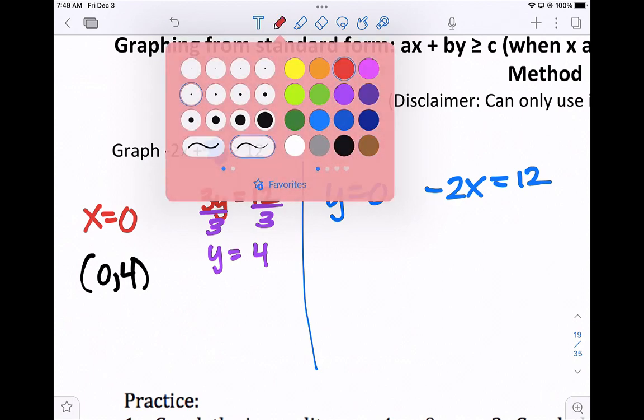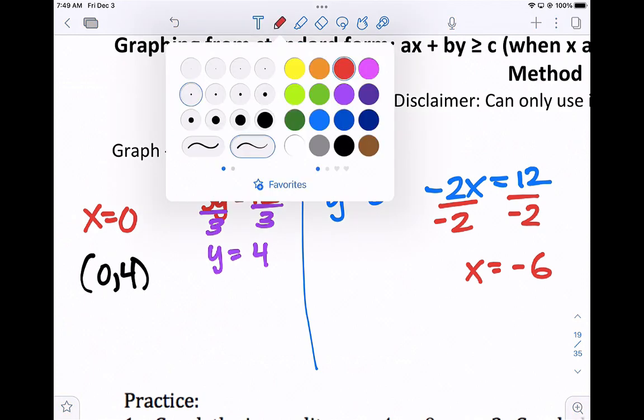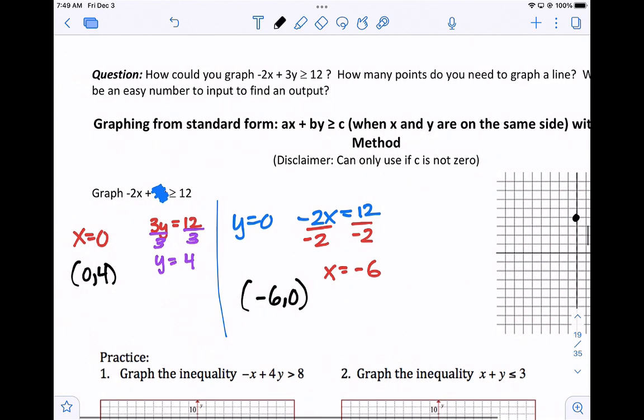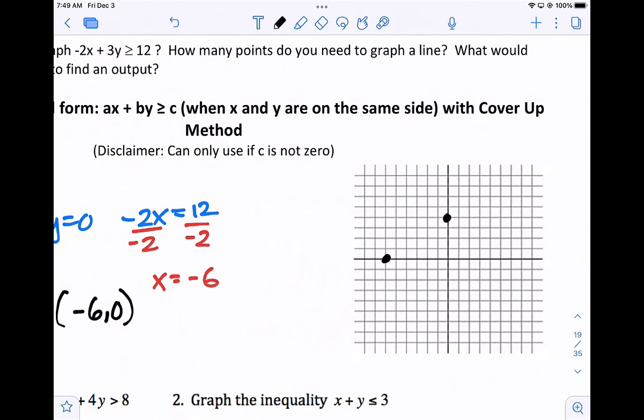And again, we'll just divide each side by -2 to get x by itself. And we would get -6. So another point would be -6, 0. And that would be another point on our line. So -6. You go 6 to the left and 0 up. Okay, now we have 2 points on the line, and the rest of the steps are the same as we did before.